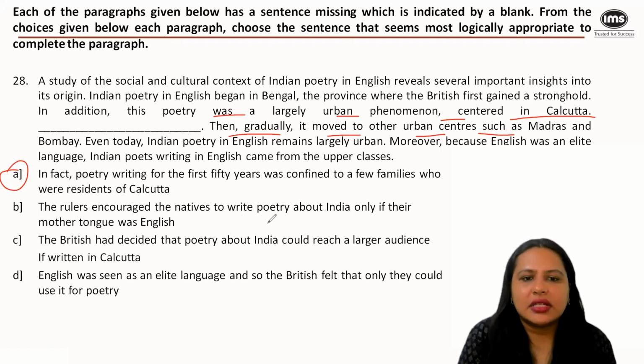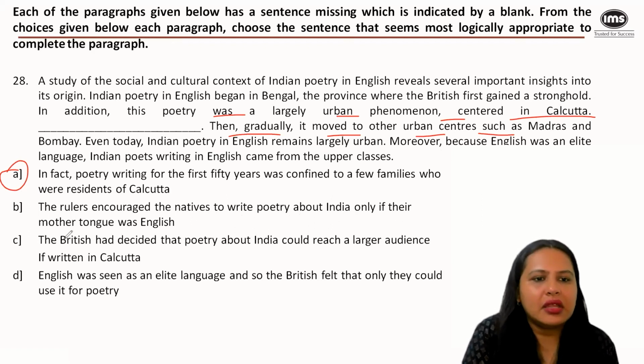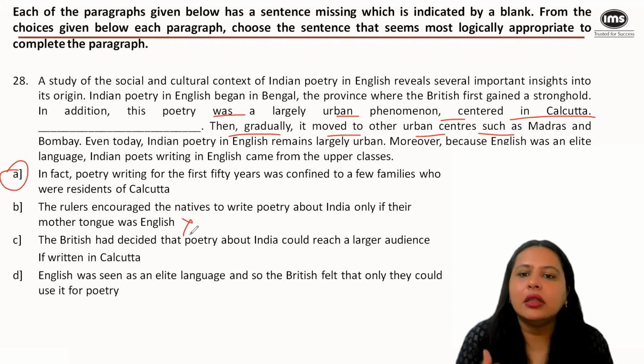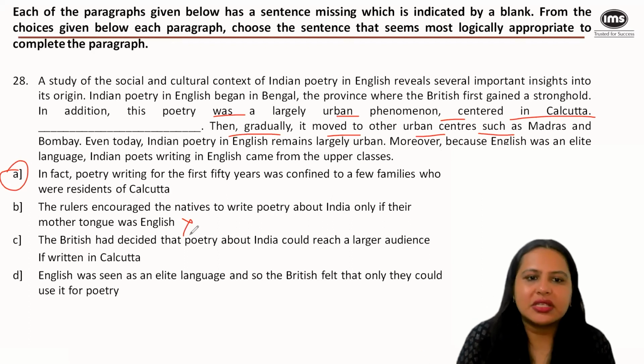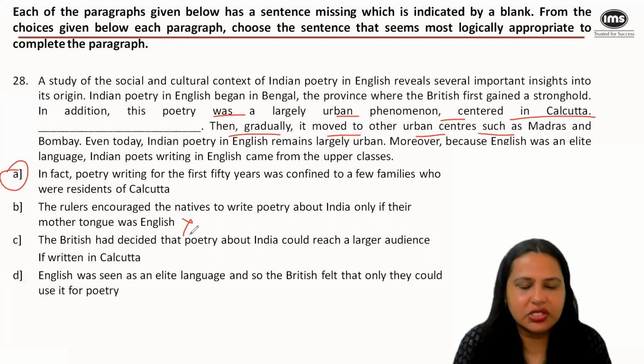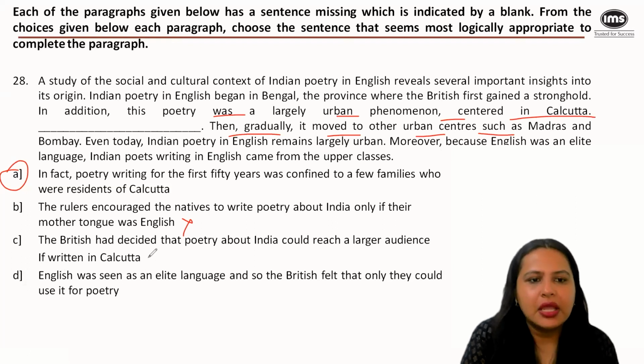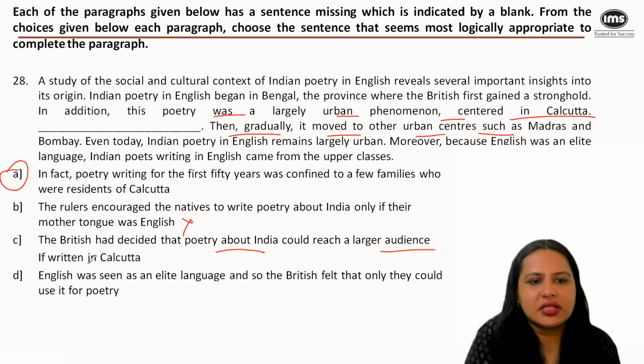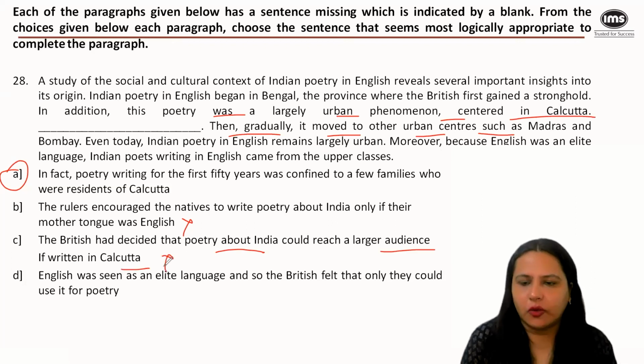Option B: the rulers encouraged the natives to write poetry about India only if their mother tongue was English. This is contradictory, because it is Indian poetry in English. The option is saying that you can write poetry in English only if your mother tongue was English, which is nowhere mentioned in the passage. Option C: the British had decided that poetry about India could reach a larger audience if written in Calcutta. Again, it's Indian poetry, but not necessarily poetry about India. These are two different things. If that were the case, then why would it later move to Madras and Bombay? This again makes no sense.